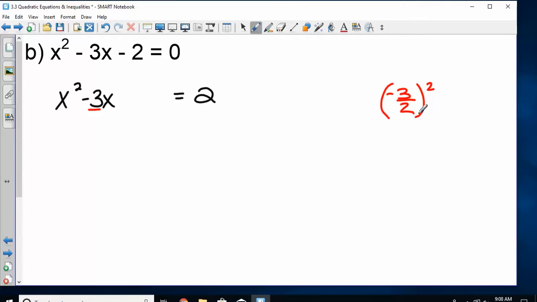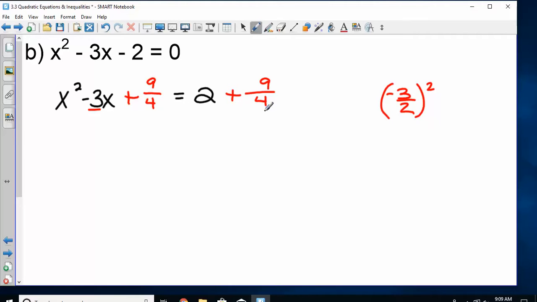Now this is why I wrote this out, because sometimes it's not as obvious. Negative 3 divided by 2 is not a nice number. I mean, it's negative 1.5, it's not horribly ugly, but I'm going to stick with the fractions. So if it doesn't divide evenly, just square your fractions. So negative 3 squared is 9, 2 squared is 4. So I'm going to add 9 over 4 to each side. Are you always going to add that number? Yes. When you square it, it turns positive, so we will always add it.